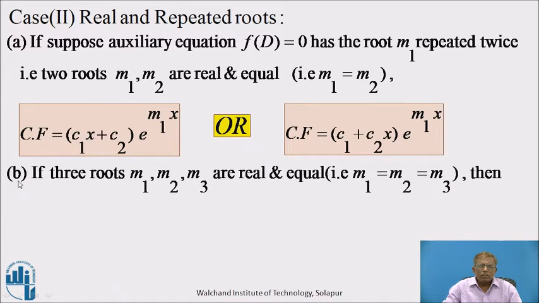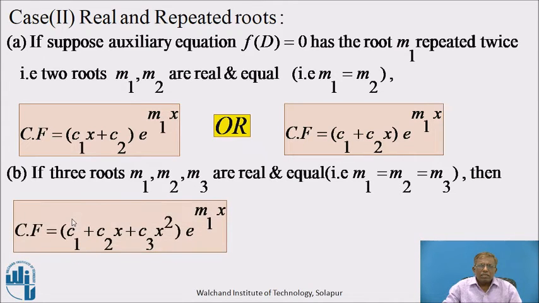Now point B. If three roots m1, m2, m3 are real and equal, that is m1 equal to m2 equal to m3, then three constants c1, c2, c3 can be arranged in the bracket as CF equal to in bracket c1 plus c2 into independent variable x plus c3 into x square bracket close and e to power m1 x and so on.